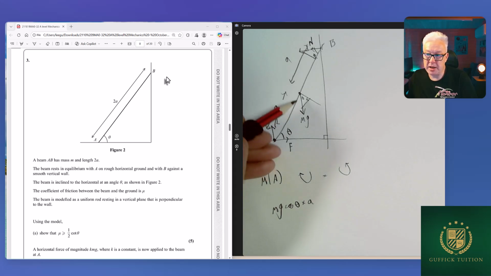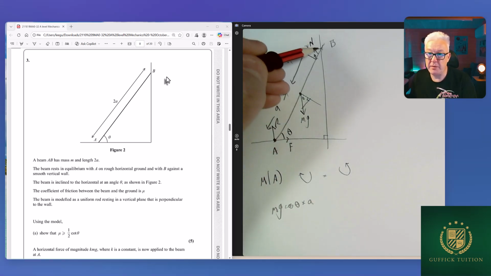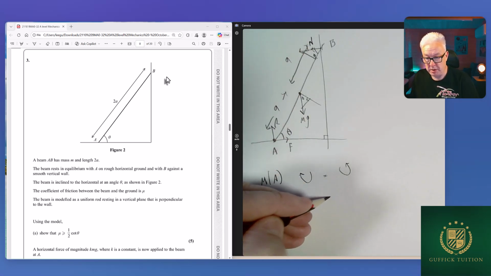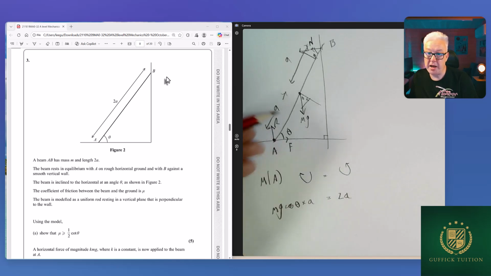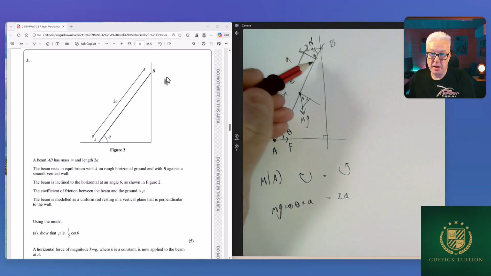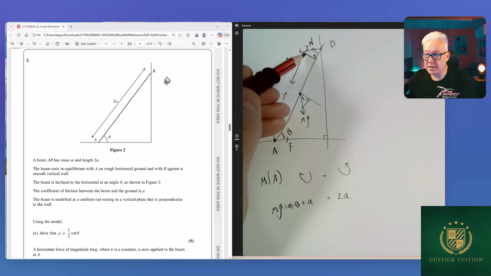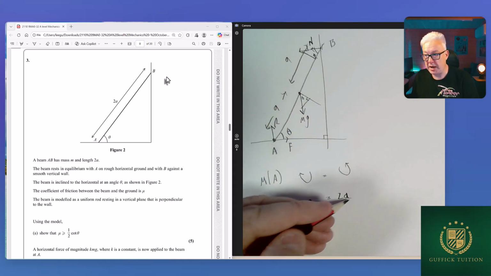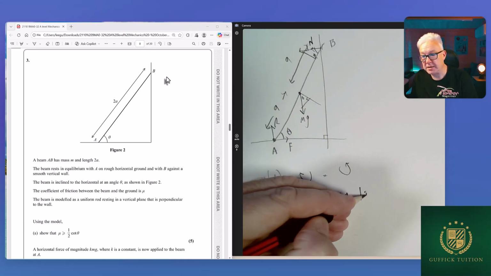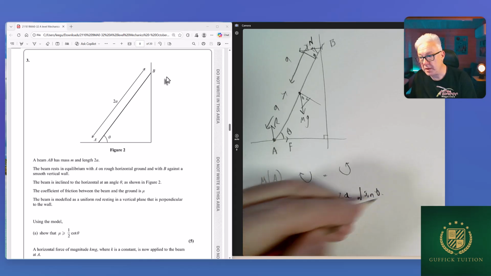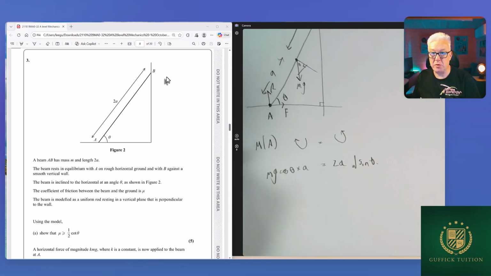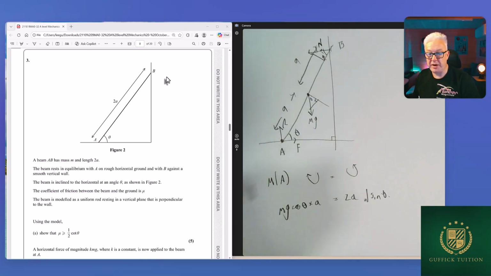So therefore it's mg cos theta, and the distance away from where we're taking moments is a. So that is a clockwise turning moment, and then over here we've got our anti-clockwise turning moment, which is a distance of 2a away from where we're taking moments, and the component of this force that's perpendicular is N sine theta. So 2a times N sine theta. Okay, so that's one equation. We'll just park that there for now.